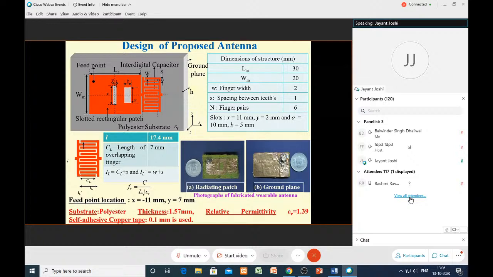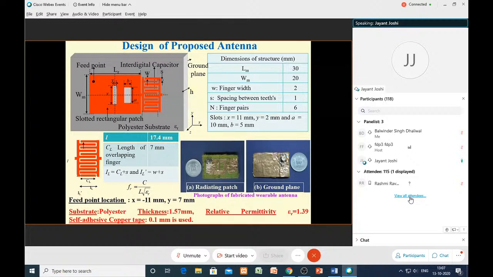Okay, so if you will see at the bottom side, the radiating patch and the ground plane. There is an SMA connector through which the antenna is fed. On the front side, the radiating patch, the capacitance is connected to the slotted rectangular microstrip patch antenna. It is fed at x equal to minus 11 mm. These parameters you will also get in the research papers, because I have to cover more antennas. That's why I will not touch upon each and every value.